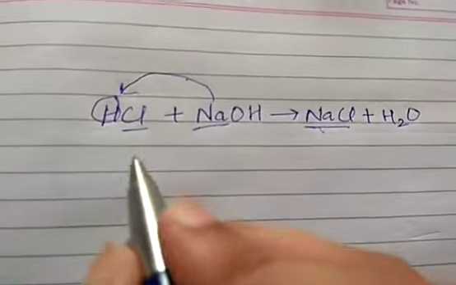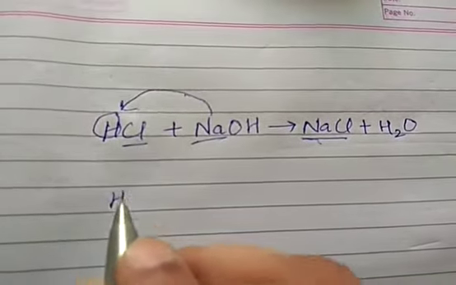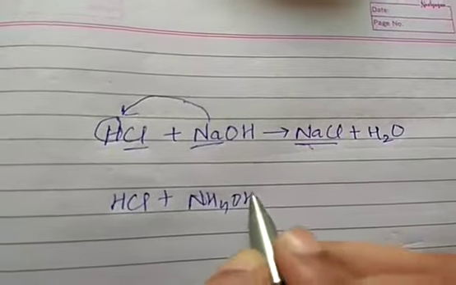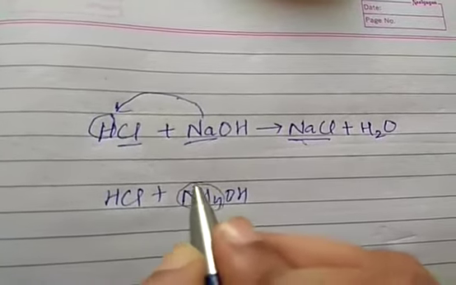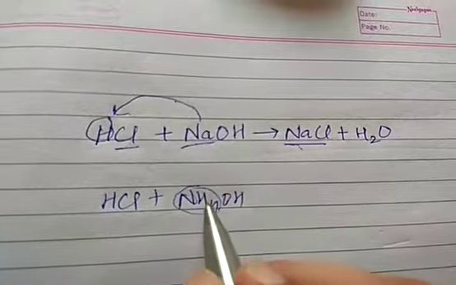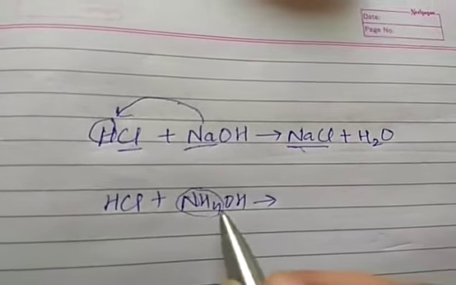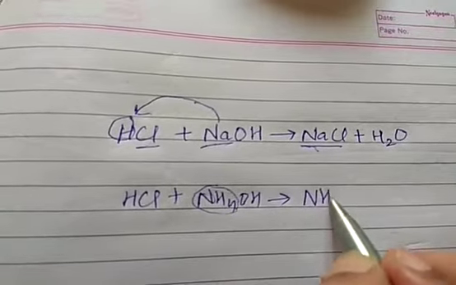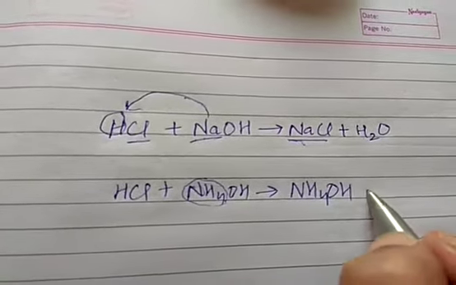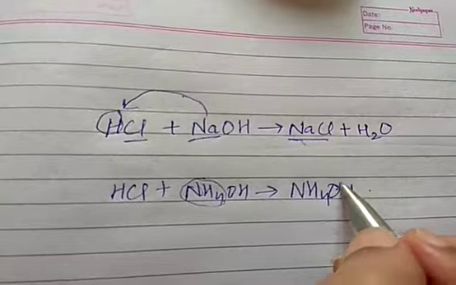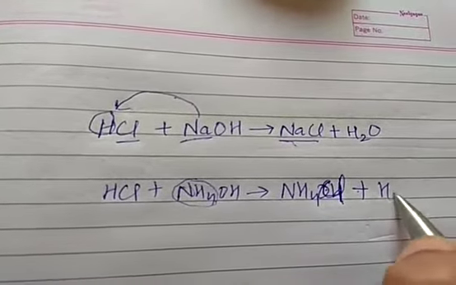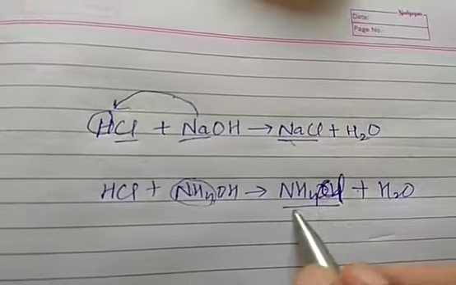And with the non-metallic ion, the example can be written as, this is non-metallic ion, this is metallic ion, this is non-metallic ion. So this is ammonium hydroxide. So the product will be NH4Cl, that is ammonium chloride, and H2O. So once again it is a salt.